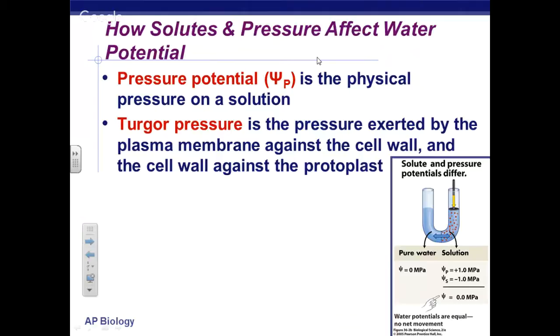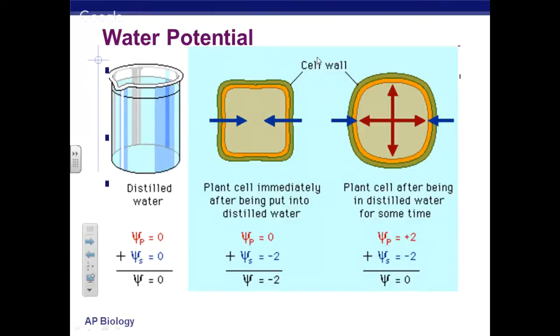And the pressure potential is usually a positive number. A lot of times the pressure potential would be zero if it's open to the atmosphere. Okay, so let's look at these pictures here. Here's distilled water with no solutes. The beaker's open, there's no external pressure. Solute potential is zero because there's no solute. Pressure potential is zero because there's no plunger. So the water potential would be zero.